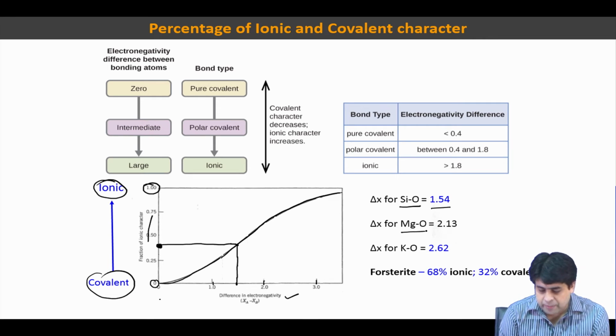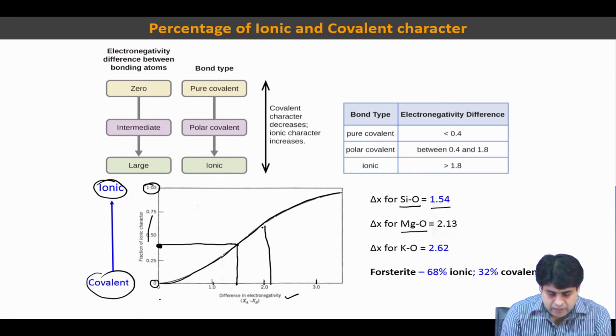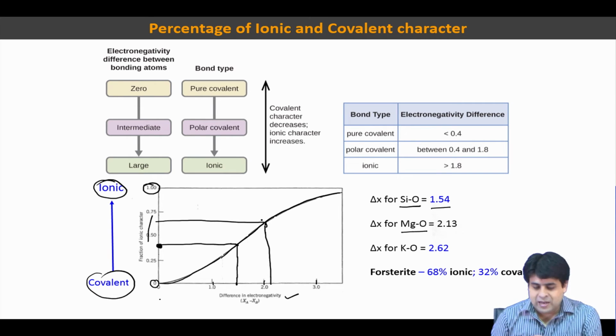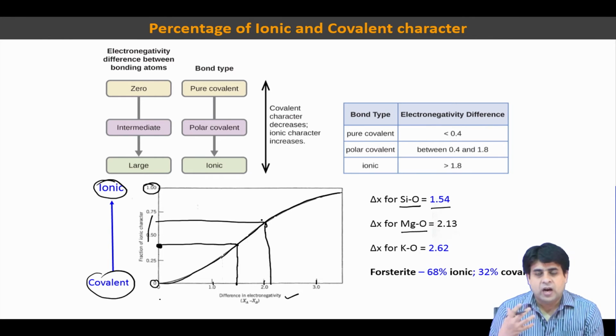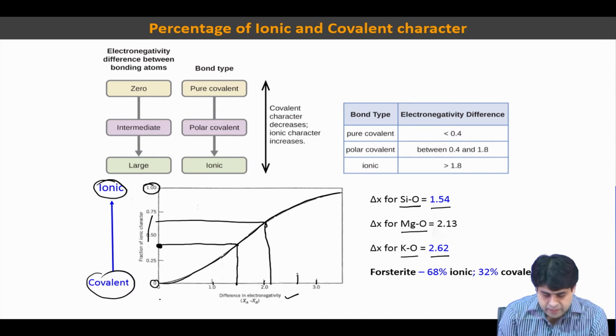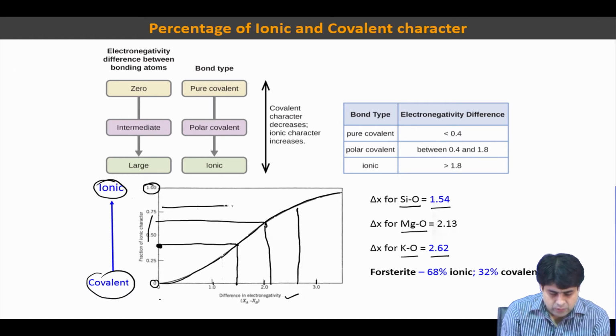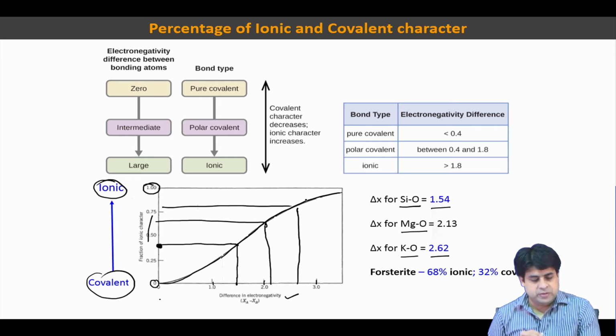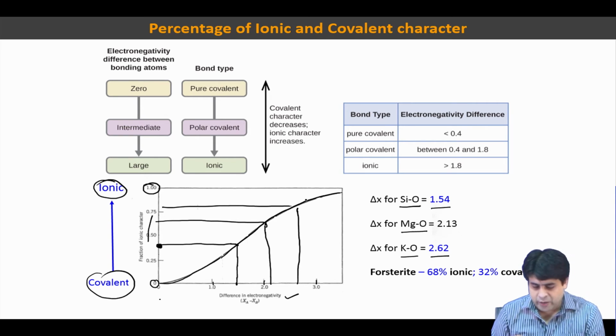If you take magnesium and oxygen, this value will be somewhere here, and if you draw a vertical line, it will intersect at this point, and if you draw a horizontal line, your mineral periclase will have almost 65% ionic character. And if you take a potassium atom and connect it with the oxygen atom, the difference is 2.62. So, somewhere here, you have almost 77% or 78% ionic character.